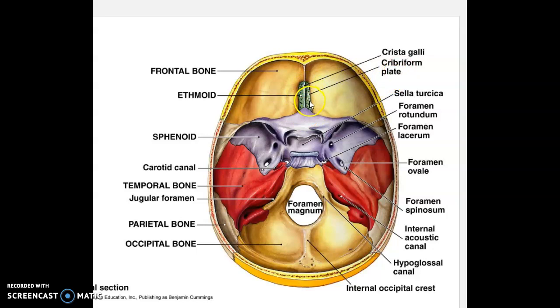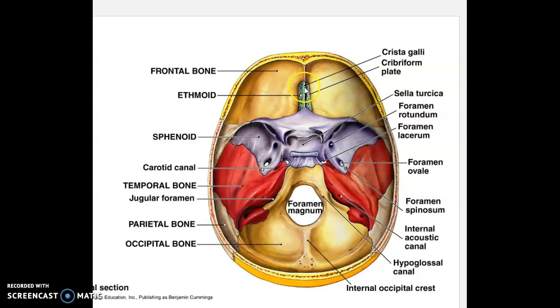Now this is important because these little holes are where olfactory nerves come up and actually stimulate what's called the olfactory bulb on the frontal lobe of the brain. We'll be talking about that when we get to the brain, so I'll be referring back to this.